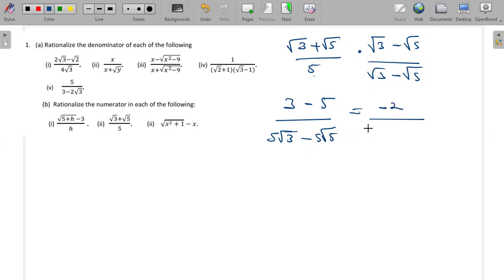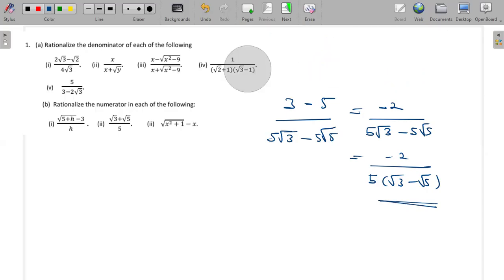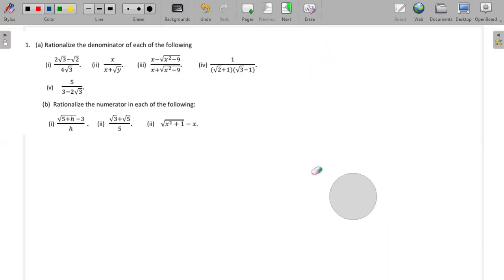Then you have 5 square root of 3 minus 5 square root of 5. You can even factor out that 5, just write it outside, so you have 5 times square root of 3 minus square root of 5. Okay, like that you've rationalized that one. Okay, let's do the next one for this part.